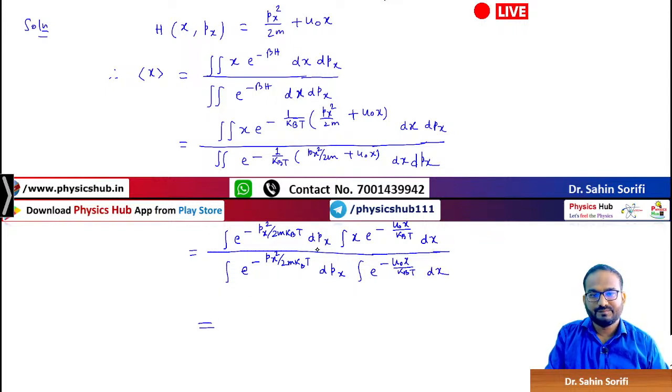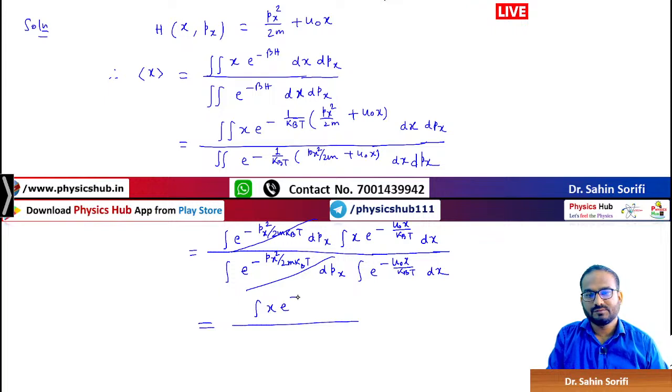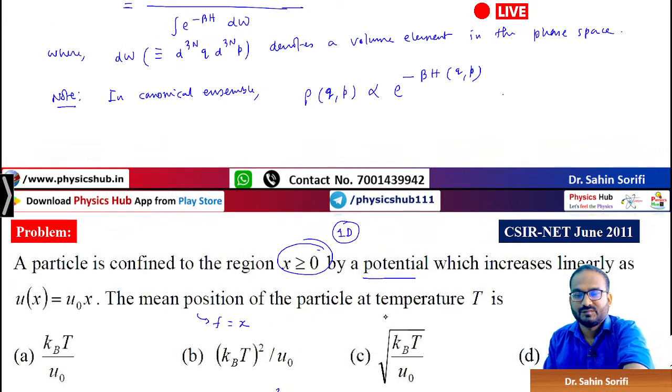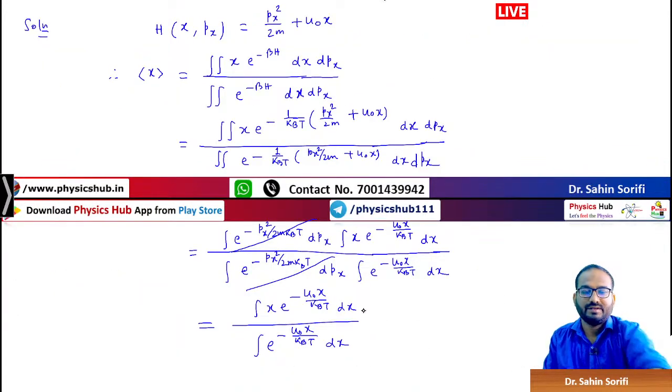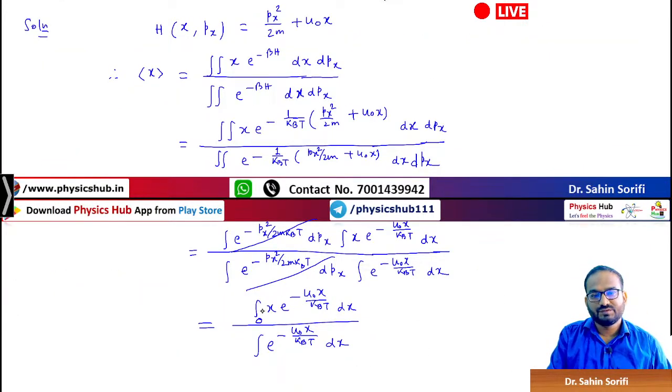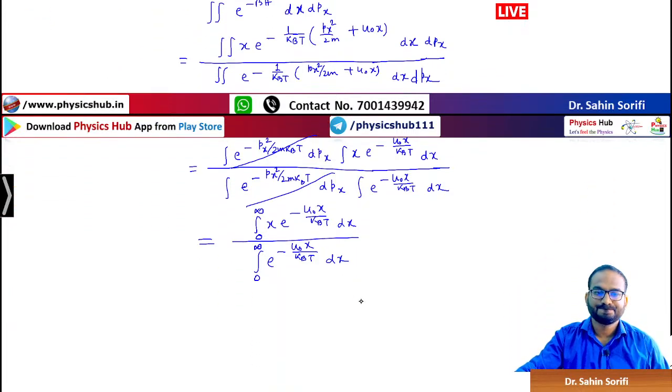So as you can see, this integration and this integration are the same, so they are cancelled. You are left with integration of x e to the power minus U0 x by kT dx divided by integration of e to the power minus U0 x by kT dx. X is greater than or equal to 0, it is given in the question. So from here it can vary from 0 to infinity, and also 0 to infinity.